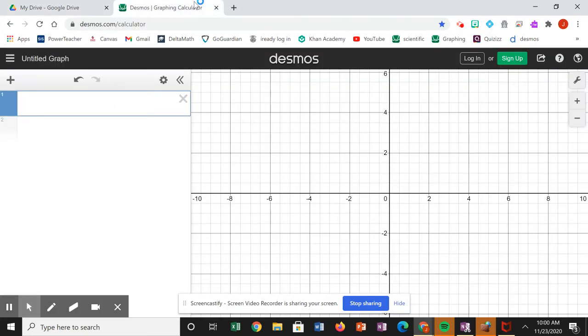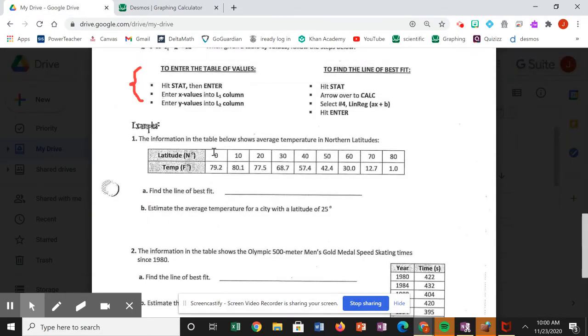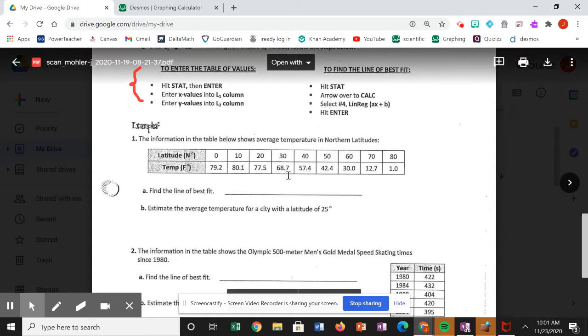So in this other tab, I've got my calculator ready to go. And the first thing I need to do is input that table of values. So to do that, I'm going to click over here on this plus sign where it says add item, and I'm going to add a table. And in this table, I'm going to put in all of these values. Remember, the first row or column in a table is your X values. So in this case, our latitude is the X and our temperature is the Y.